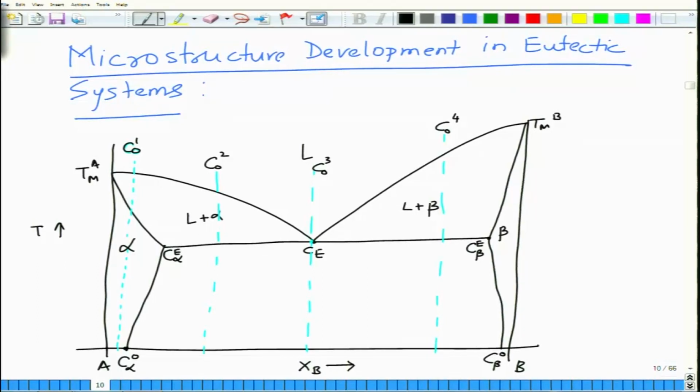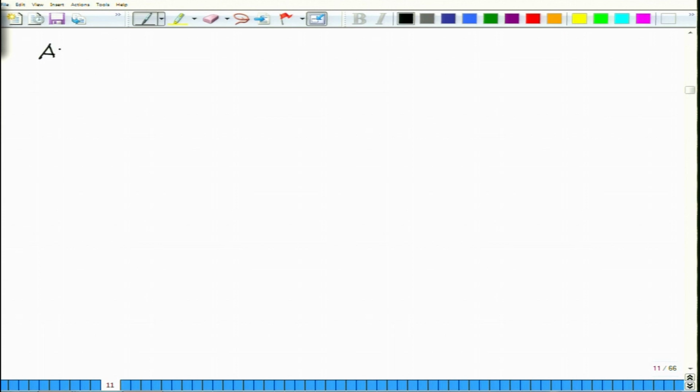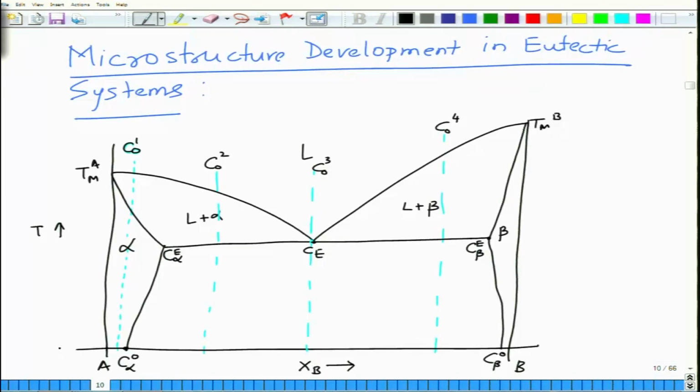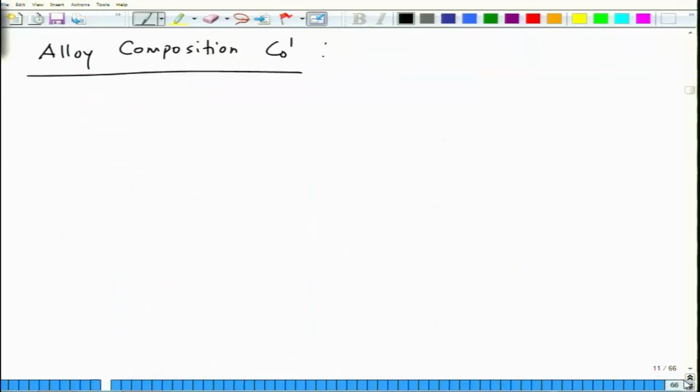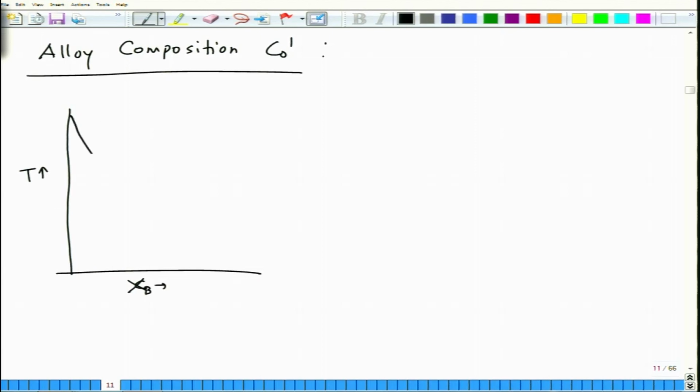Okay. Now let's first begin with the alloy composition of C naught 1. So what we'll do is just zoom in on this part of the phase diagram. We will not draw the whole phase diagram, we will just draw this part. So this is the x axis, xb, and the y axis is temperature. So this was starting from this point, going to that point. Sorry, I will just make it a little bit wider. Okay, so we just look at this part.